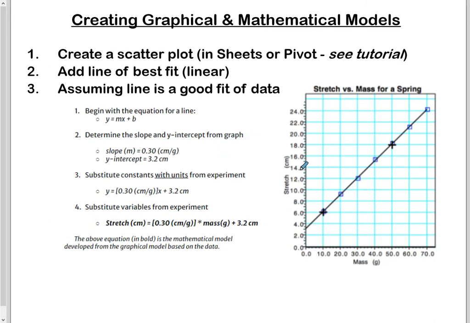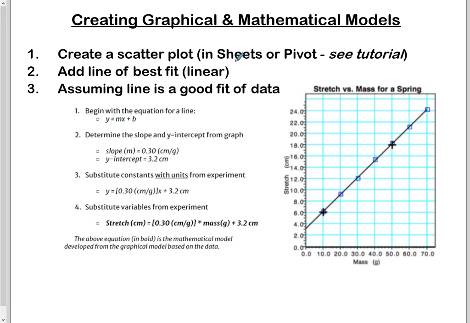Okay, I just want to show you how to analyze a graphical model. Assuming you do some lab and we collect a bunch of data, the first step is to create a scatter plot. If you don't know how to do that in Sheets or Pivot, then go back. There are supplemental questions and text about this, and even a video I created on how to put data into Sheets and do all this. So you might need to go back there.